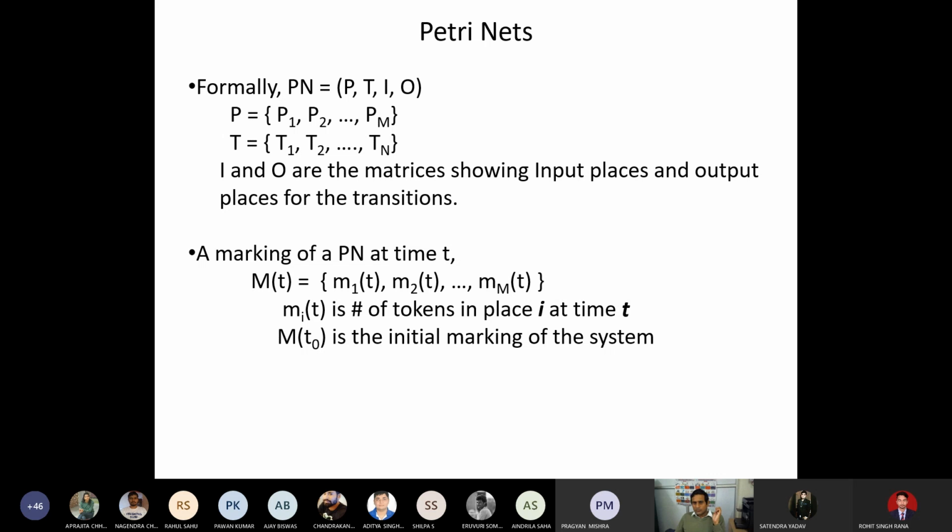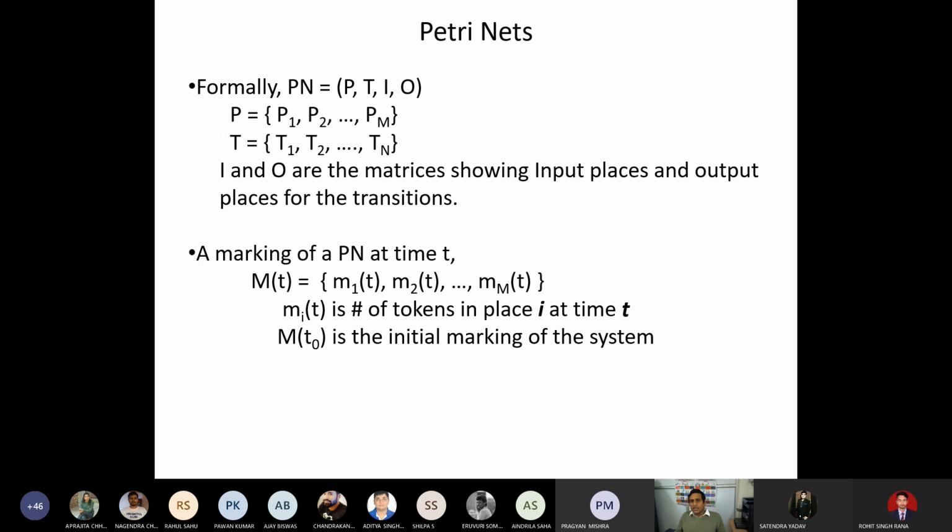Okay, now here you can understand, M_i(t) means the marking at time t, that means the number of tokens in place i at time t. And M(t0) is the initial marking of the system. So that means whenever you start the system, you will have some initial marking. After some time, the marking will converge to some number, right?